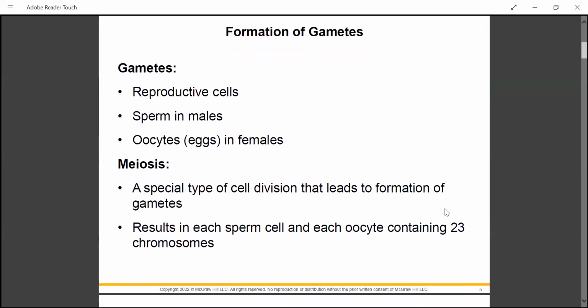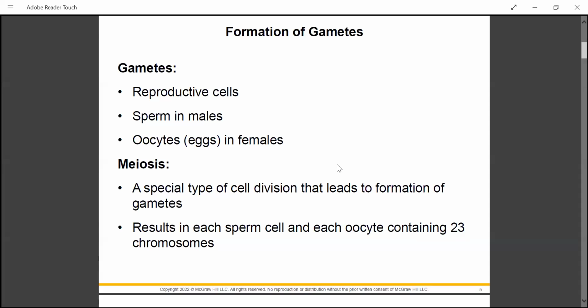So as I said, gametes are the reproductive cells. These are sperm in males and oocytes or eggs in females. To form a gamete, there's a process called meiosis. This is a special type of cell division. The normal cell division is called mitosis, and that's what all our other cells undergo. And that ensures we get a carbon copy, a clone of the previous cell.